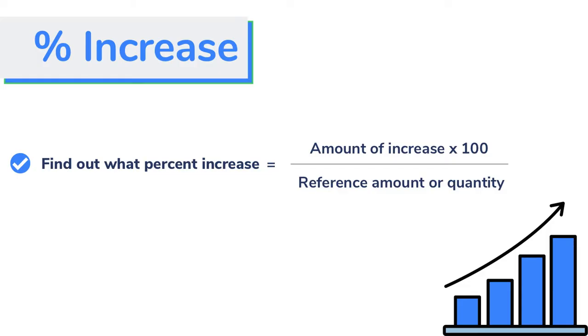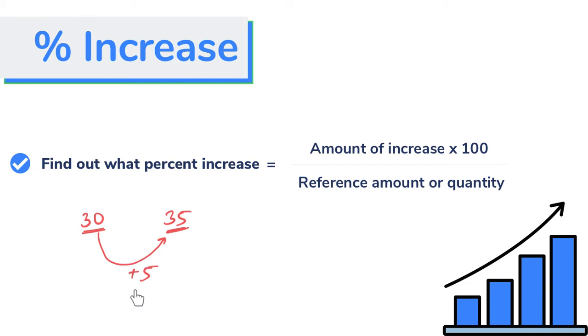Now we will discuss how to calculate percentage increase. In our last example, in a class there are 30 students. After 1 year, it became 35. So the change in students was plus 5. So I can say there are 5 students more than last year. So I need to change this number into percentage.